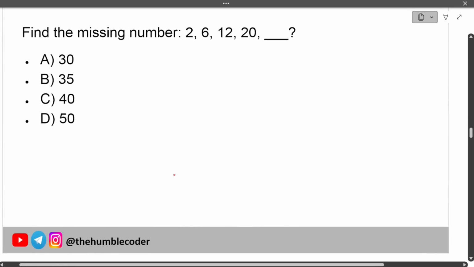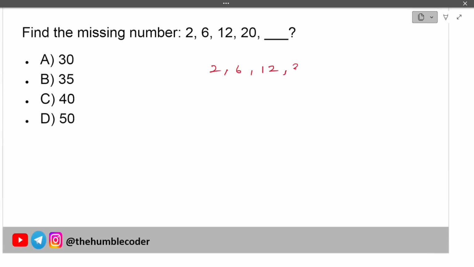Find the missing number. Okay, again we have a number series: 2, 6, 12, 20, and then what is the next one? Let's try to find out the pattern. The difference between 2 and 6 is how much? Plus 4. Then 6 to 12 is what? Plus 6. Then 12 to 20 is plus 8. Then what will be the next one?